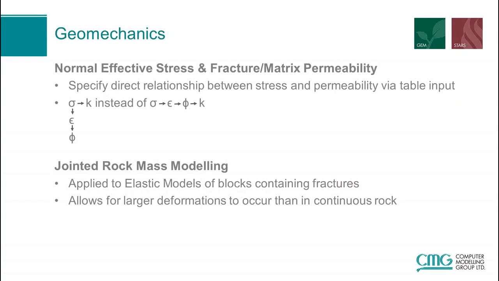Now, many of you might know we have a Geomechanics module which is coupled to both STARS and GEM. This year, based on some client requests, we added the direct relationship between stress and permeability via a table input. Previously, whenever you wanted to go from a calculation of stress to how it would affect your perm in your actual flow grid, you would first have to calculate the stress, then the strain, then the deformation, and then how that would relate to the permeability.